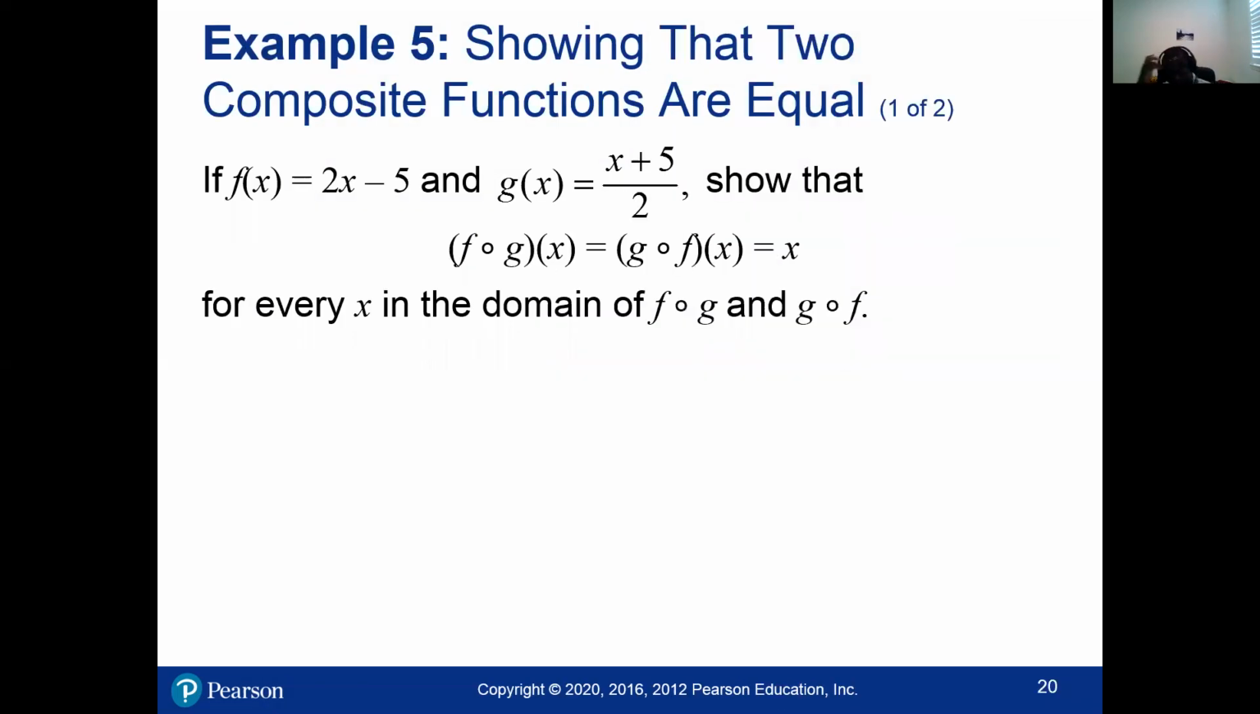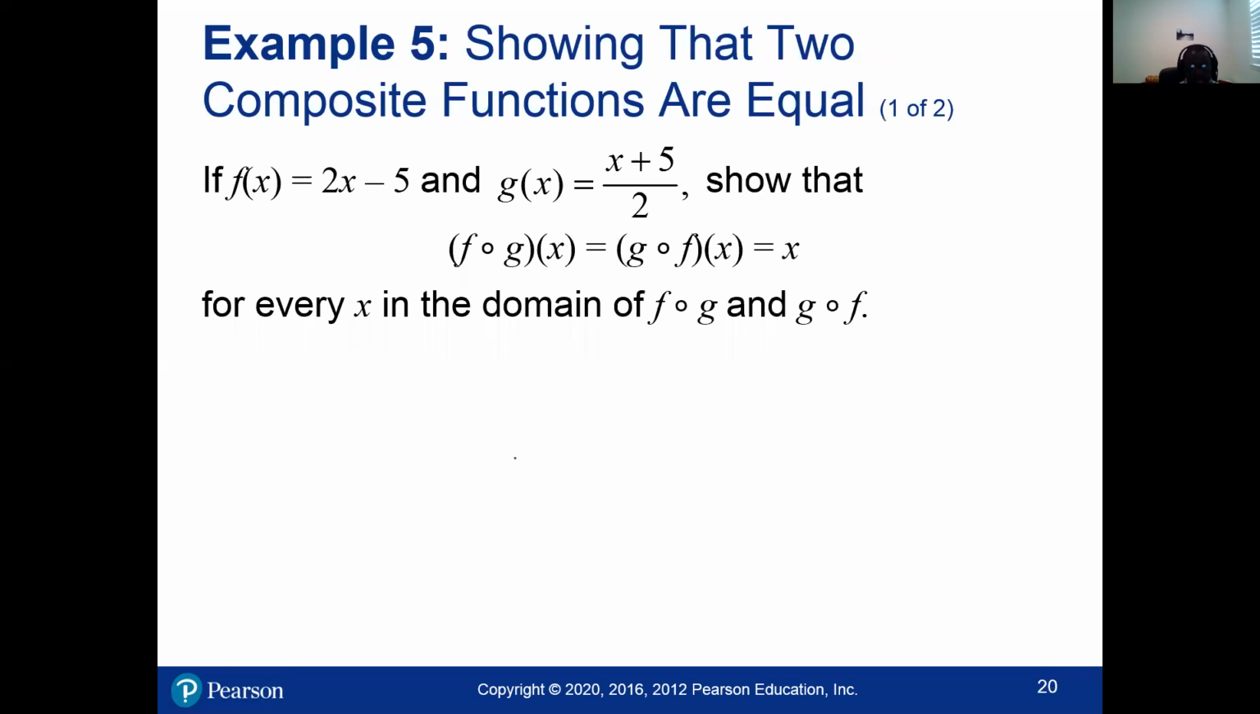Now, it says showing that two composite functions are equal. We are doing this on purpose because the next section, 5.2, will need some of these things. I'm not going to give it to you yet, but it's something that is very important.